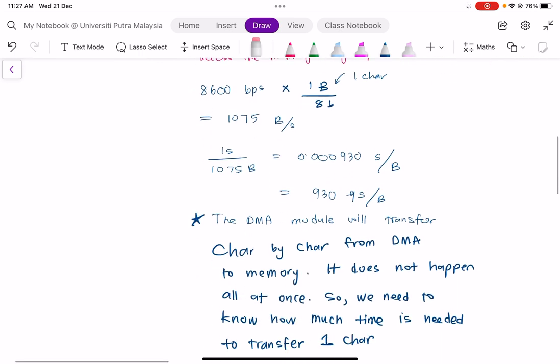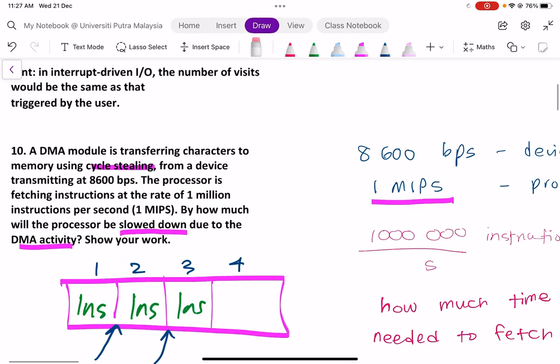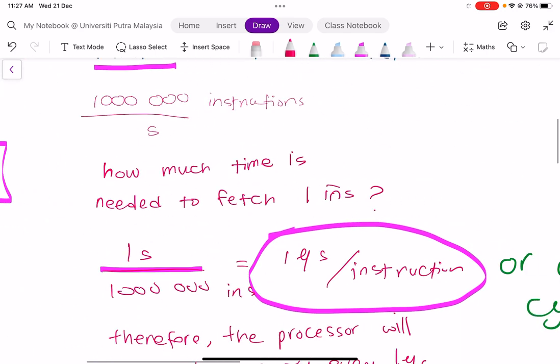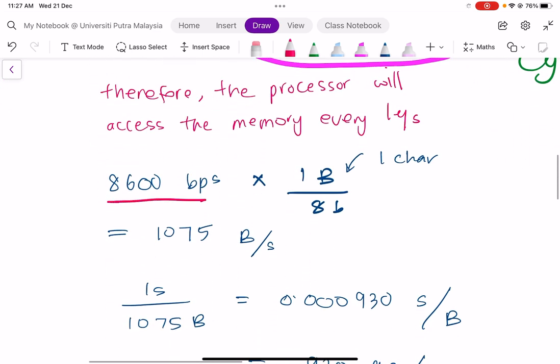So now we have 8600 bits per second, and it tells us that we are transferring characters. So one character is actually 8 bits or 1 byte, which is also the same size as a word. Sometimes words can be larger, but for our class syllabus, we always assume it to be 8 bits or 1 byte. So we know that 1 byte is equal to 1 character, and 1 byte is equivalent to 8 bits.